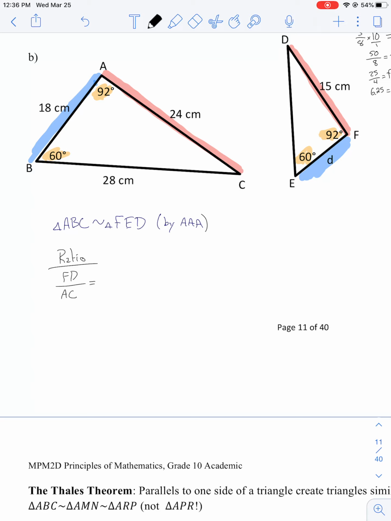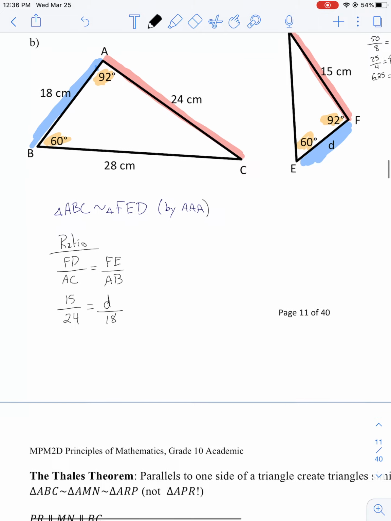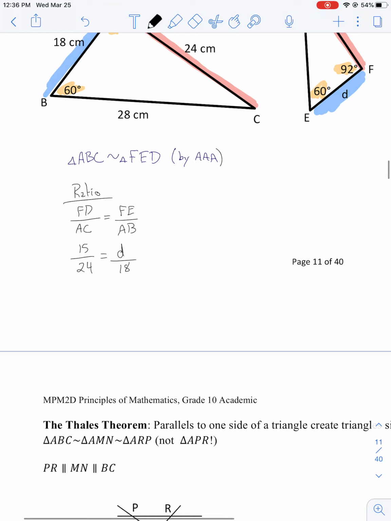That ratio needs to be the same as F to E, as A to B. So FD is 15 over AC is 24ths. F to E is unknown, just going to leave that as D, to AB, which is 18 centimeters. Then a little bit of calculator work.